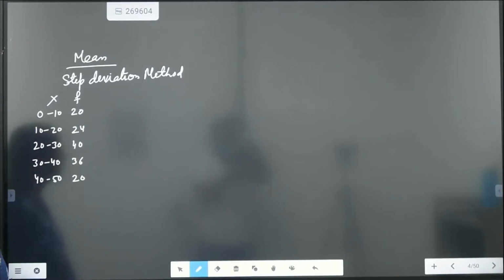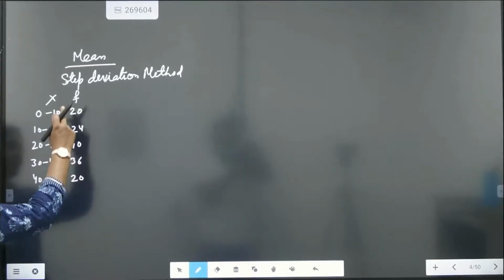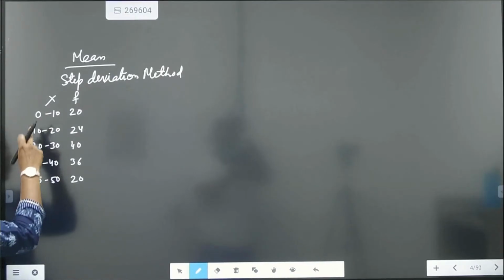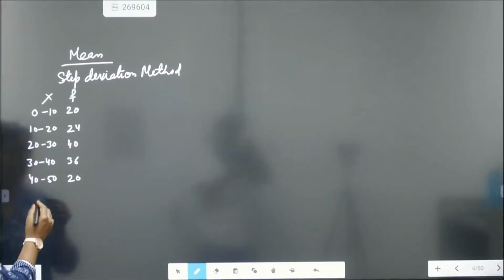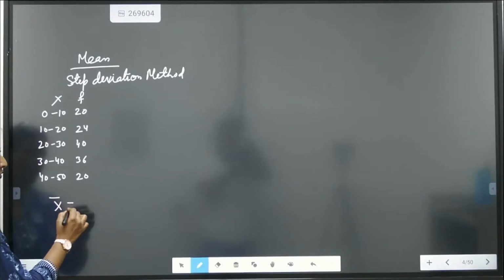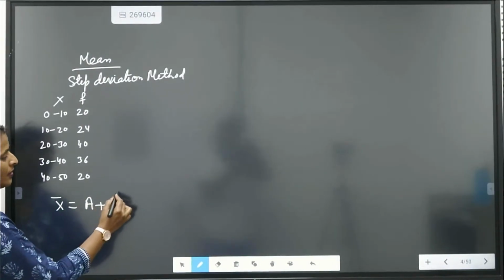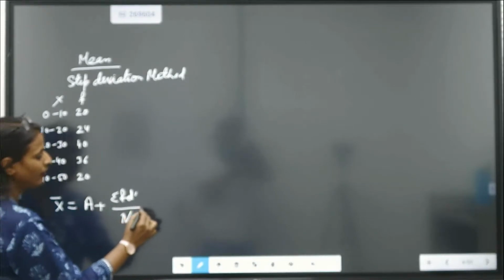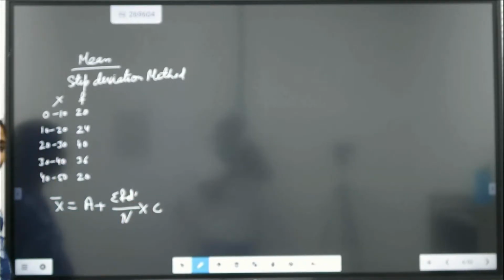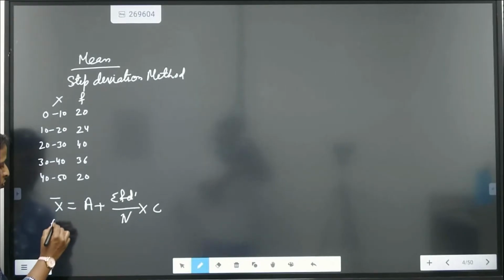स्टेप डेरिवेशन मेथड स्टार्ट करें हम। x की वैल्यू है 0 to 10, 10 to 20, 20 to 30, 30 to 40, 40 to 50 and frequencies are 20, 24, 40, 36 and 20. फॉर्मूला अपना वही रहेगा, x bar equals to a plus sigma f d dash upon n into c. Here a equals to assume mean.